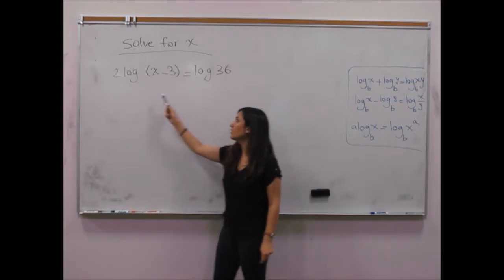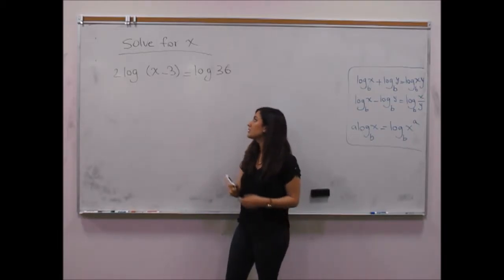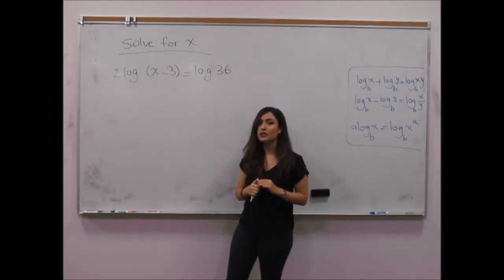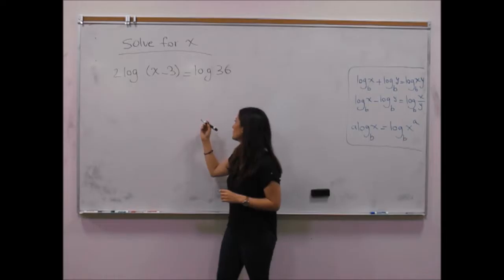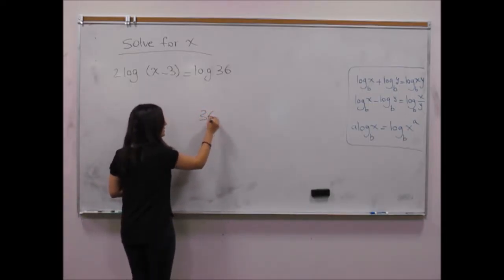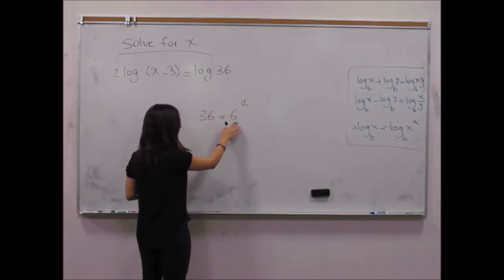As you can see, I don't have any base here, so that means my base is 10. So this one is 36, and I know that 36, maybe I should write that. So 36 is 6 squared, a perfect square.